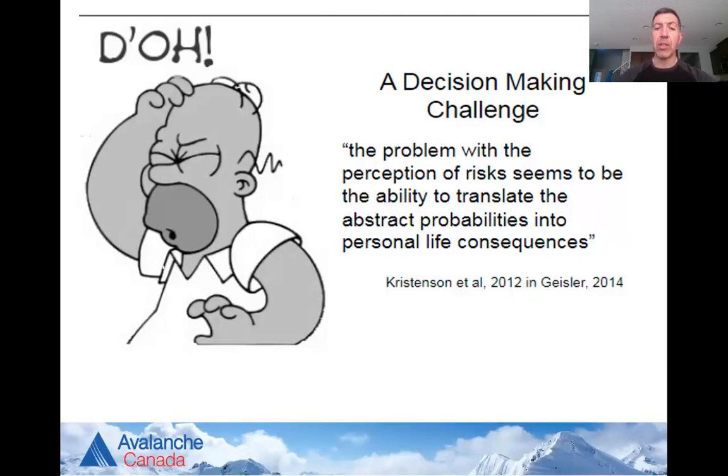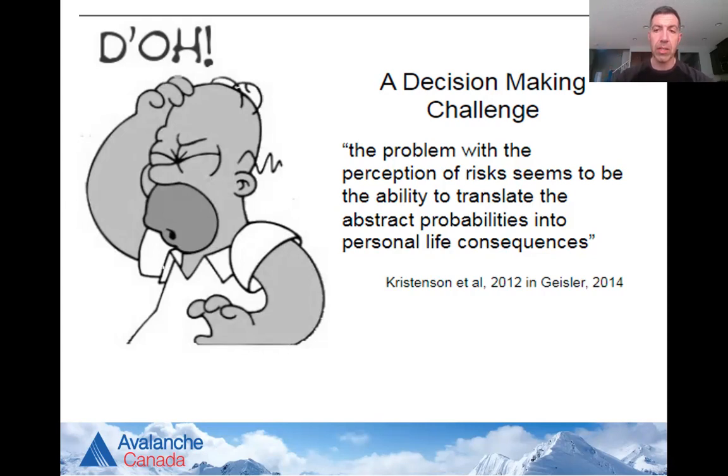So, a decision-making challenge. The problem with perception of risk seems to be the ability to translate abstract probabilities into personal life consequences. I'm no psychologist, but this is human nature. We always err on the side of "it'll never happen to me," it'll always happen to someone else. You don't necessarily think, when you're parked on the side of Highway 93 North putting your ski boots and skis on, that later that day you're going to be digging your mates out of an avalanche. You don't necessarily link the two.